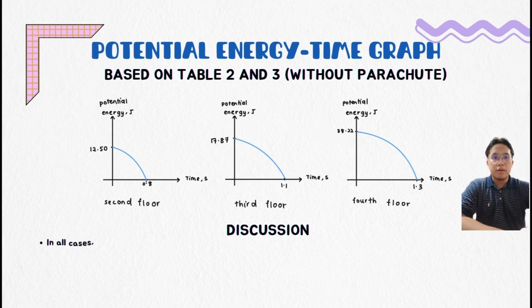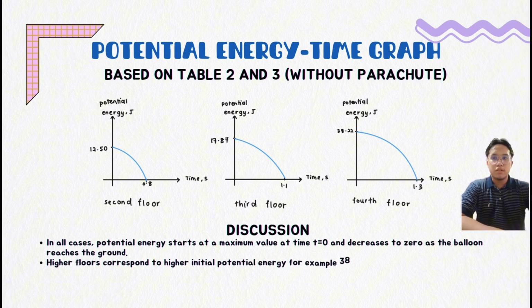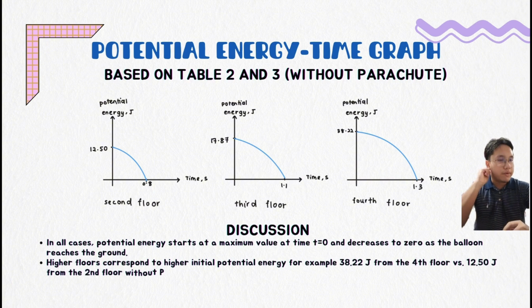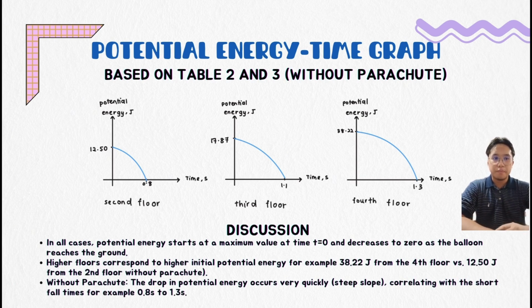Next, we look at the potential energy versus time graph. This graph tracks the energy stored in the balloon simply because of its height. In both scenarios, without parachute and with parachute, the potential energy starts high, for example about 38 joules from the 4th floor, and drops to 0 when it hits the ground.